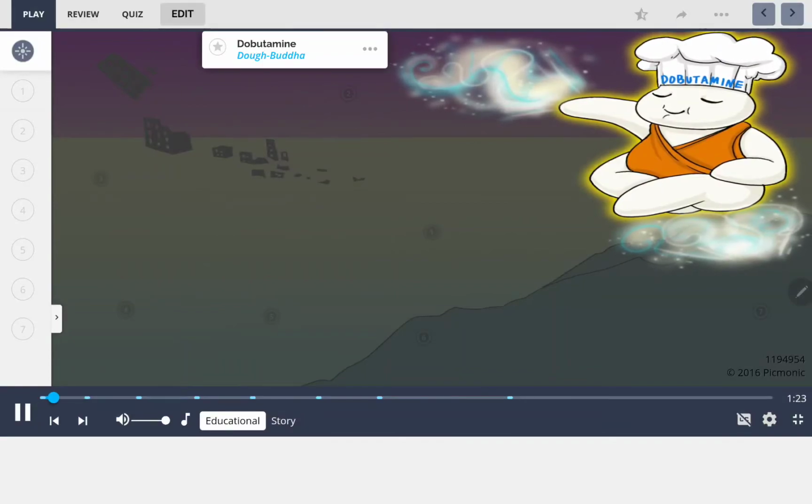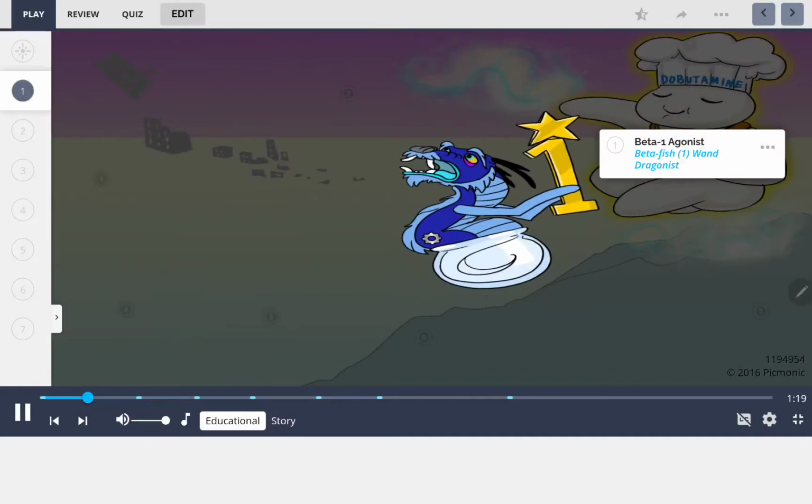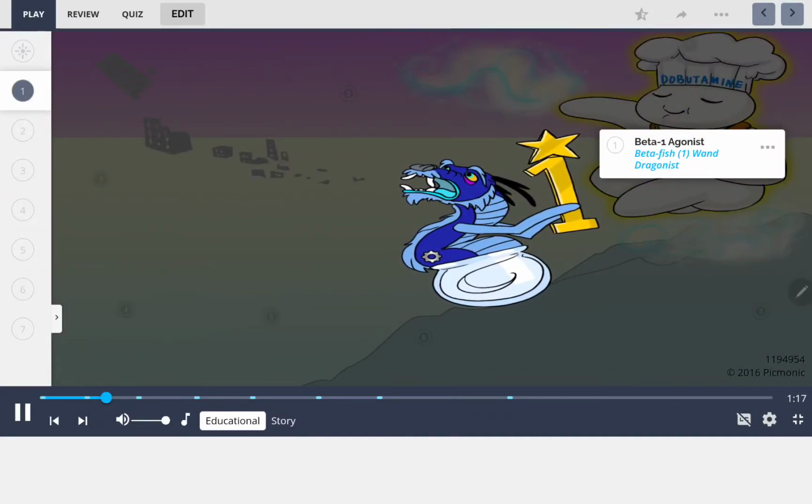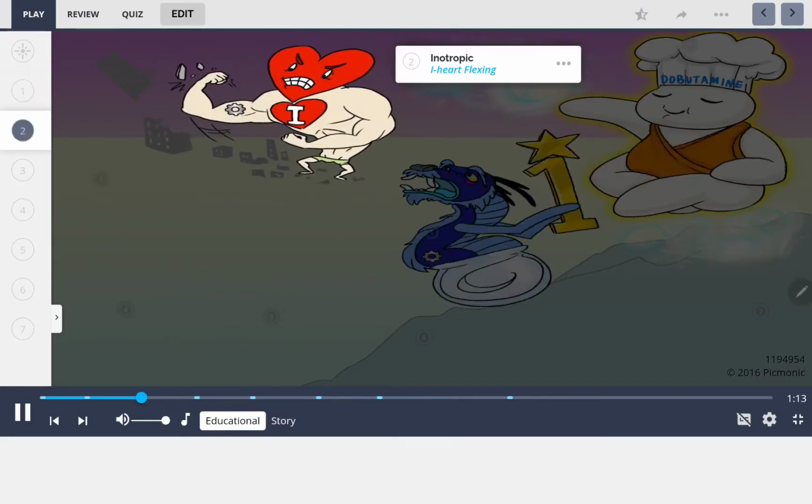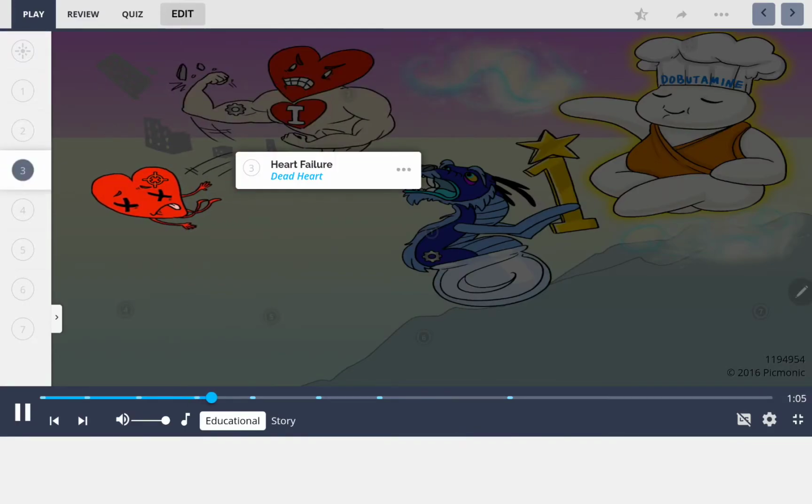Dobutamine is shown in this Picmonic as Do Buddha, who is an all-seeing spiritual leader. This medication is a beta-1 agonist, the beta fish one dragonist who sought help from the Buddha, complaining that the eye heart flexing was causing problems in his village, representing that this medication is an inotropic agent. Dobutamine is indicated for use in patients with heart failure, the dead heart who dies after Buddha smites him.